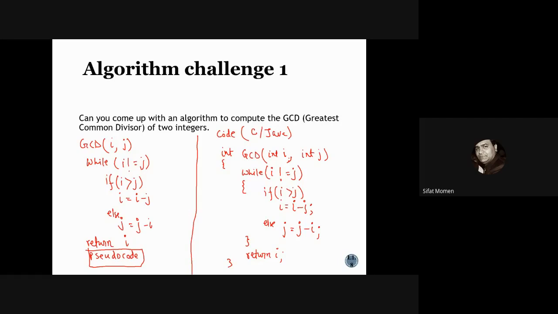First thing that you can see over here, in the pseudocode, I did not write any data type. Right, Nakina? In the actual code, there was a data type mentioned over here. So my question is, why did I not write a data type in the pseudocode? Any idea?